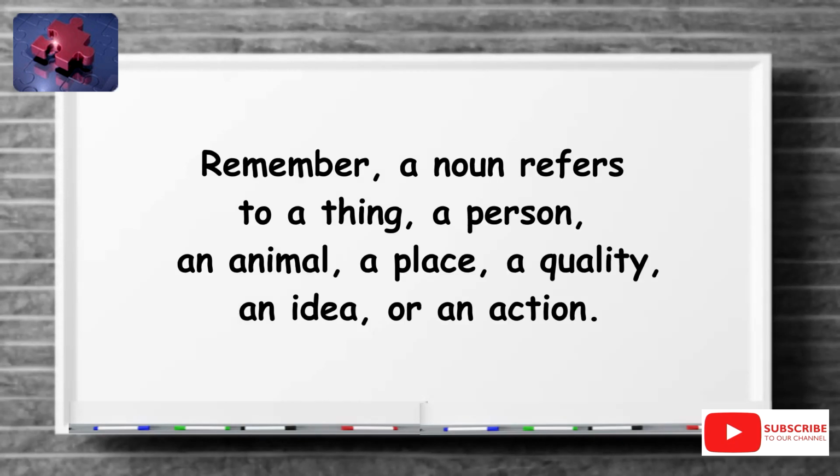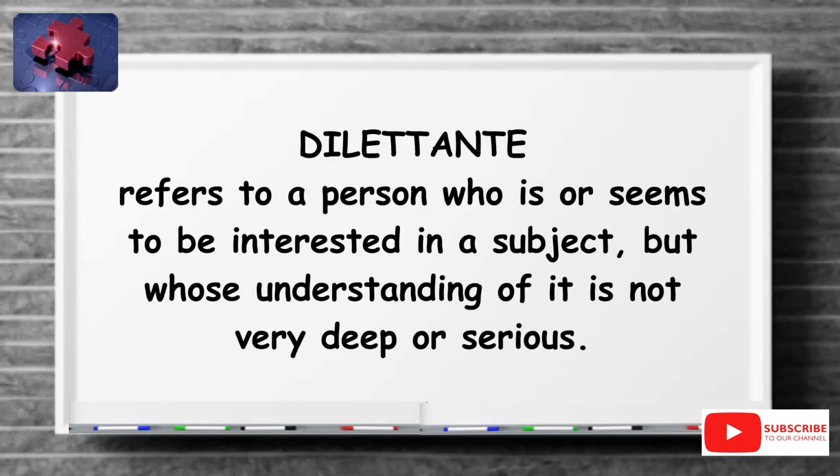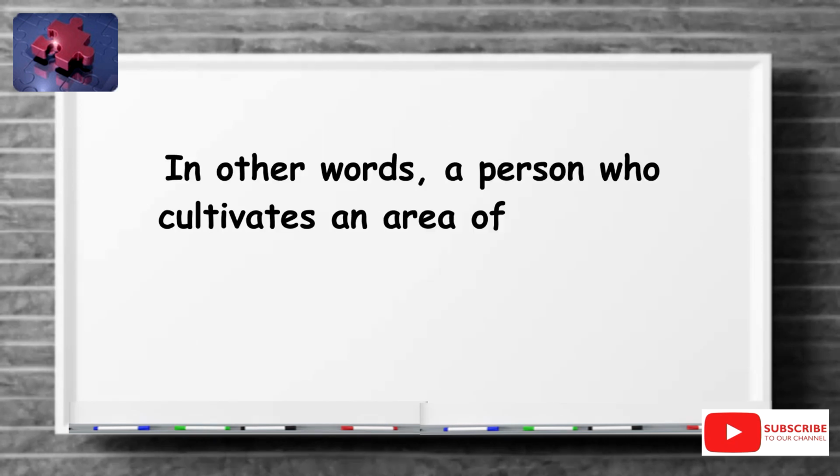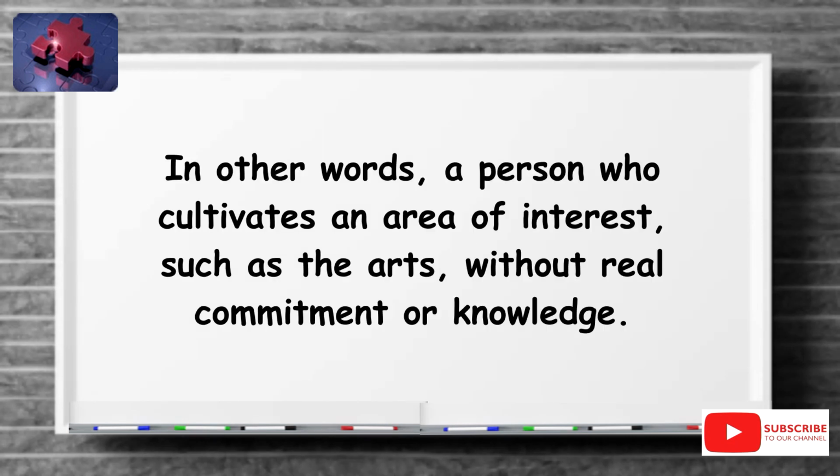Remember, a noun refers to a thing, a person, an animal, a place, a quality, an idea, or an action. Dilettante refers to a person who is or seems to be interested in a subject, but whose understanding of it is not very deep or serious.